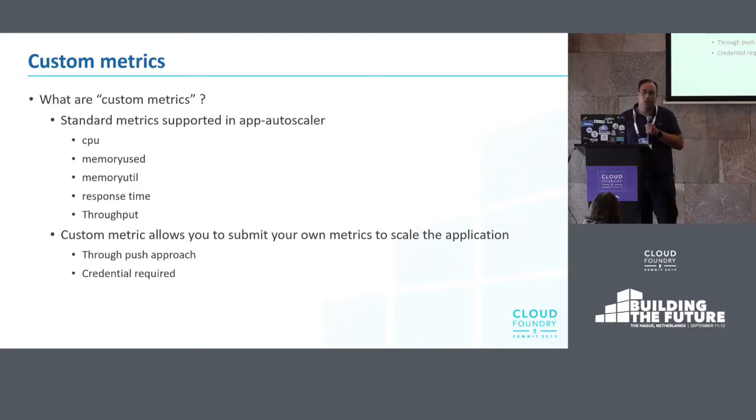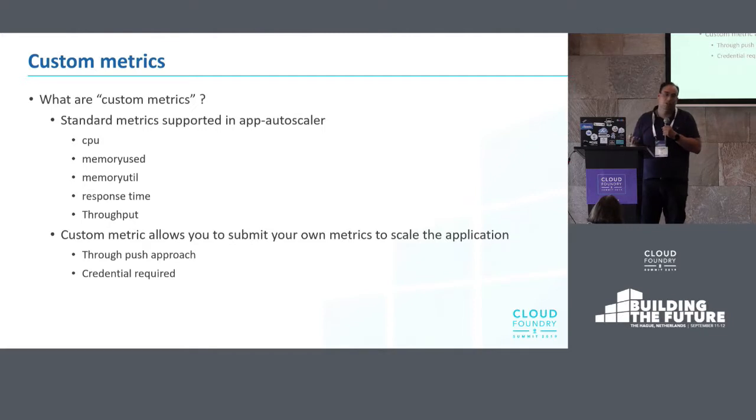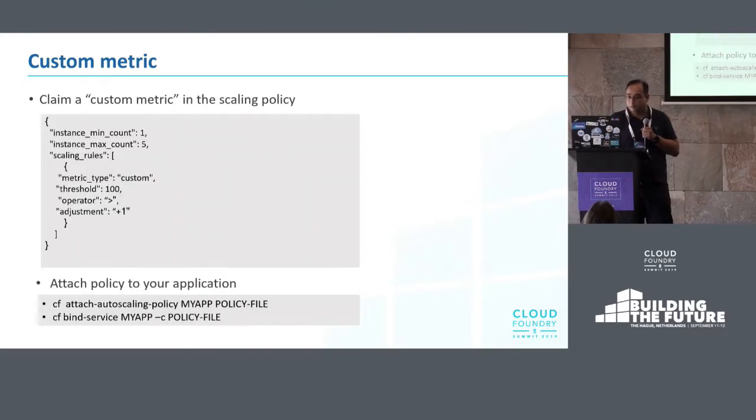Custom metrics just allow you, the application, to submit metrics to us through a push approach. That's the current state, and if there are other requests, we could also switch to other approaches, but currently it's a push approach. And of course, not everybody can just submit metrics for your application. There need to be credentials, and these are the two things that we needed to tackle.